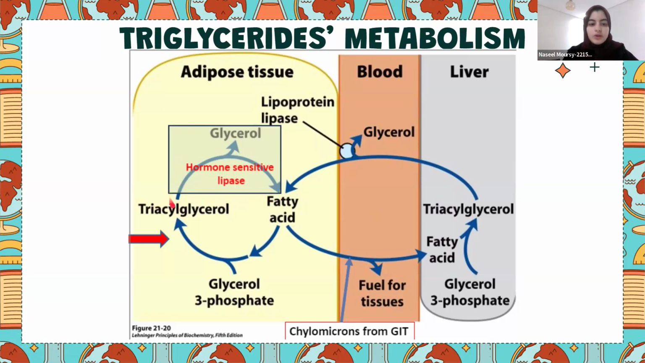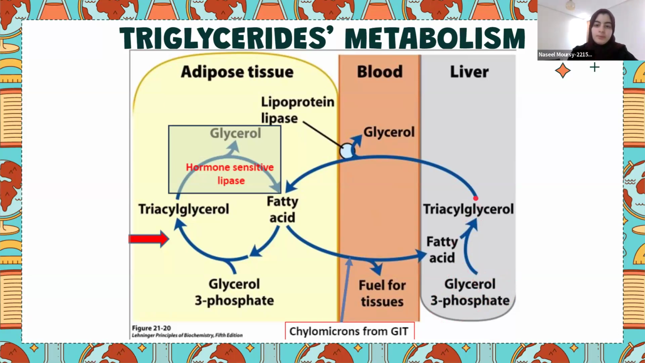So triglycerides become glycerol and fatty acids. Fatty acids are then transported through the blood to wherever they need to be broken down. They can also go to the liver and be stored there as triglycerides. You already have glycerol 3-phosphates in the liver because glycolysis happens in the liver, so you can get glycerol 3-phosphates from there.